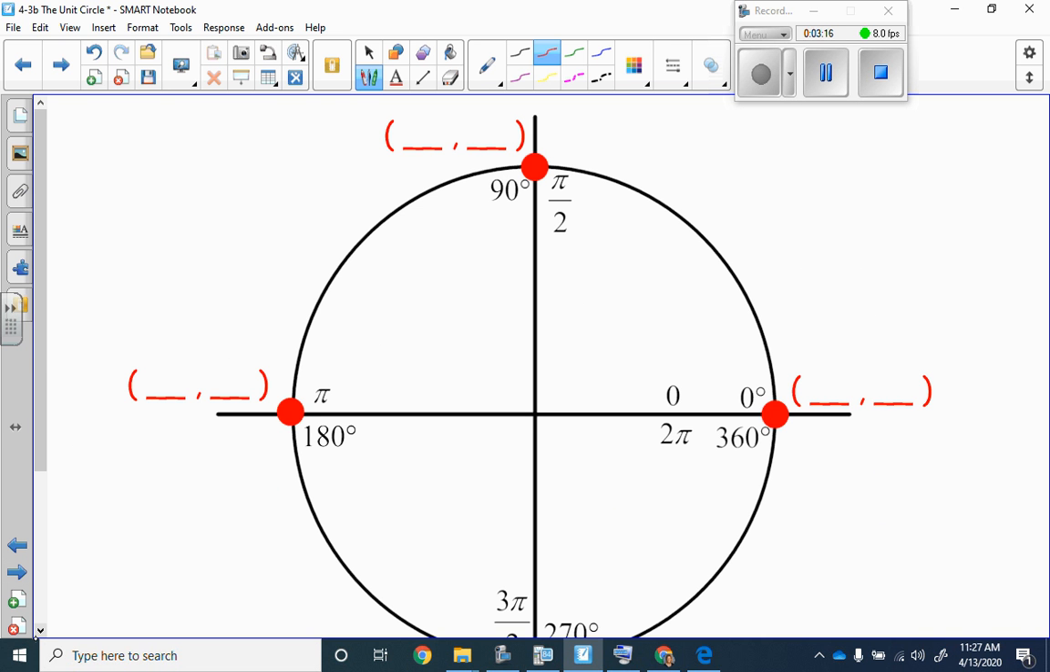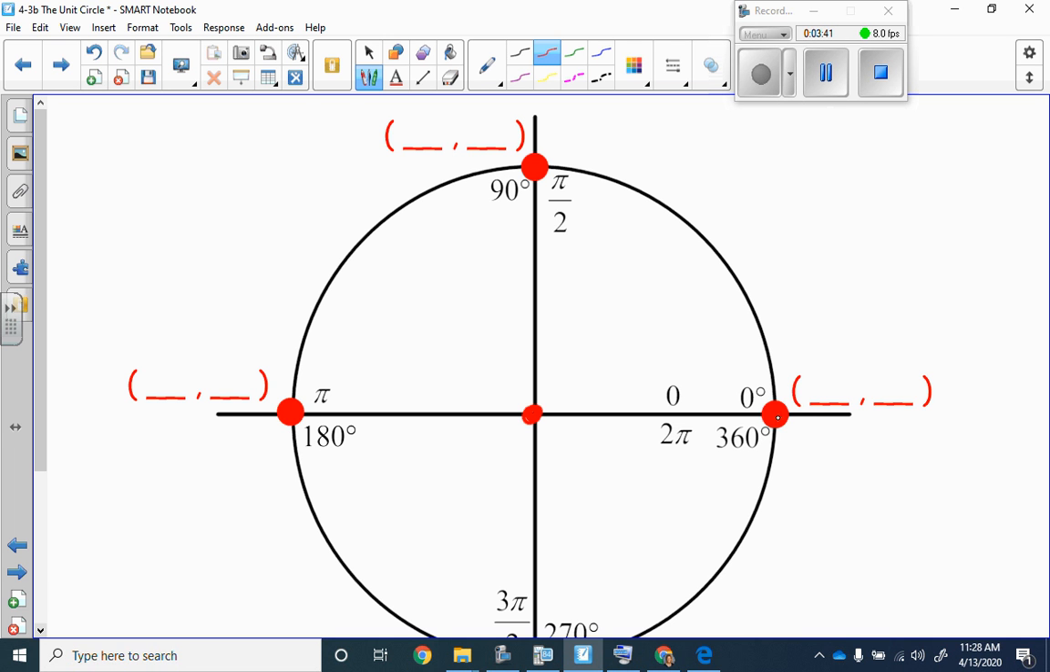Alright, so let's start here, and I'm going to get into the angles and the radian measures in a moment. I'm going to mostly talk about the coordinates at this point. I just told you that the radius of this circle is 1, and you're starting here at the origin. Not knowing a whole lot, but knowing the radius is 1, we should be able to figure out what 4 of these coordinates are.